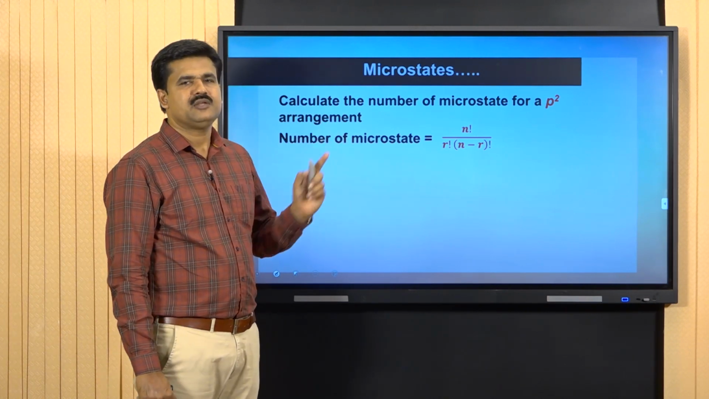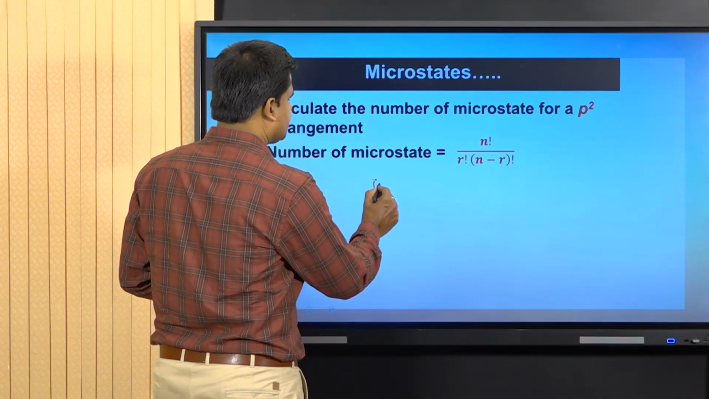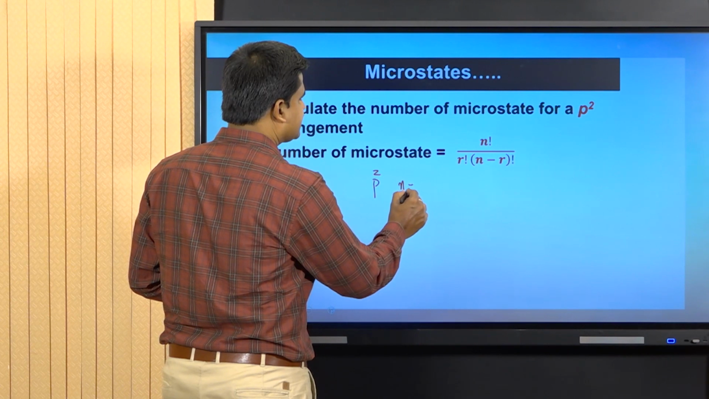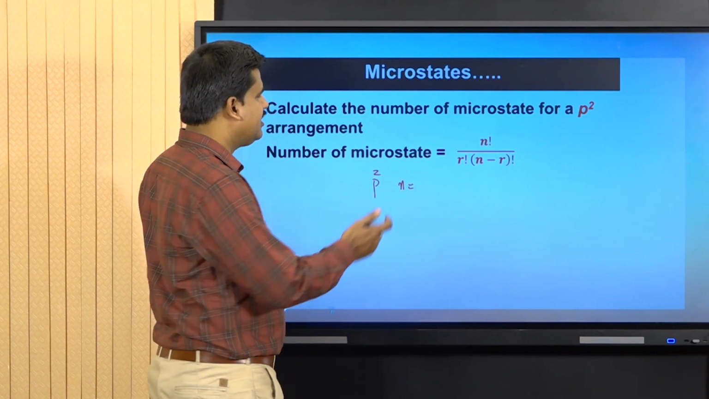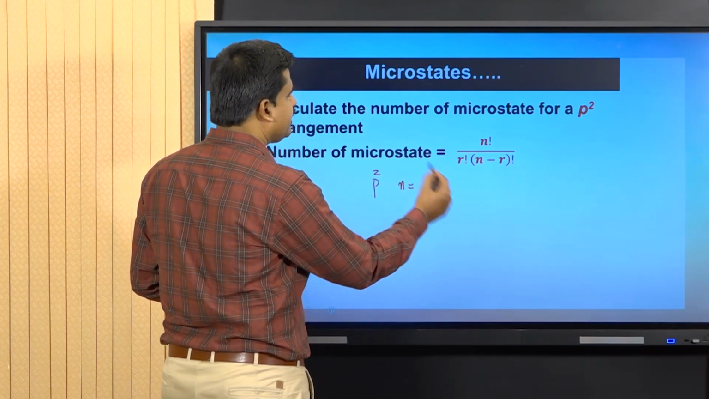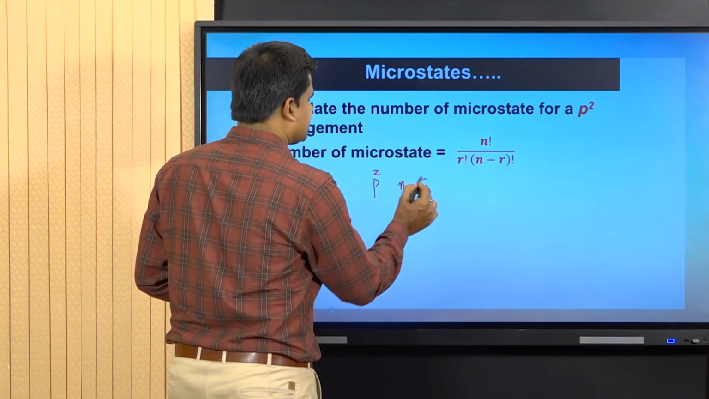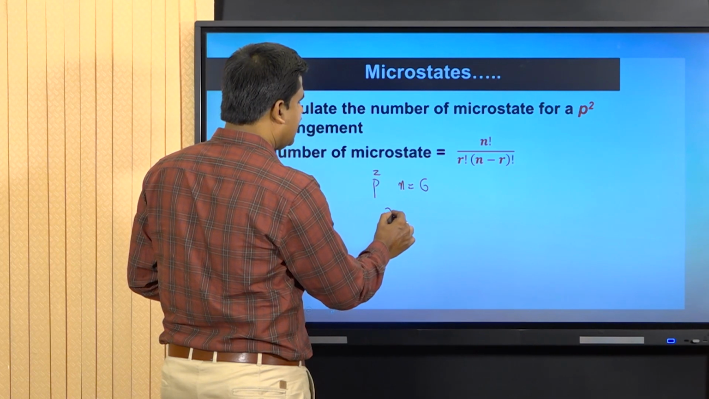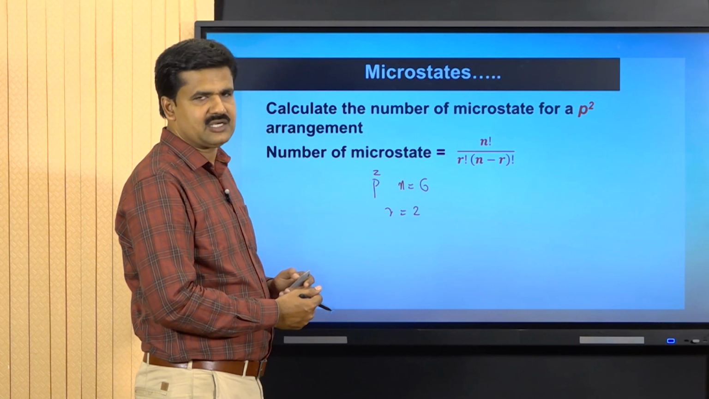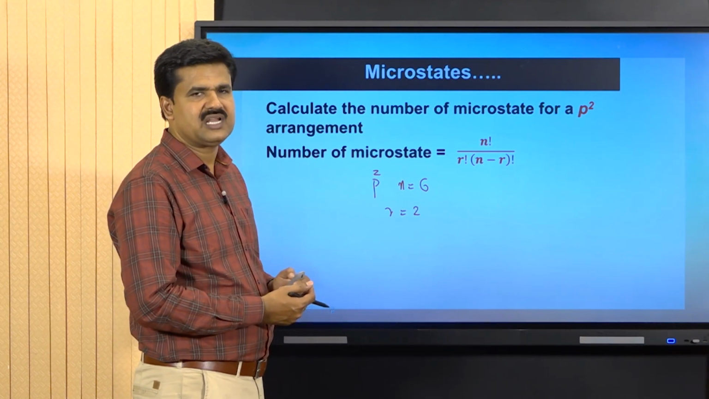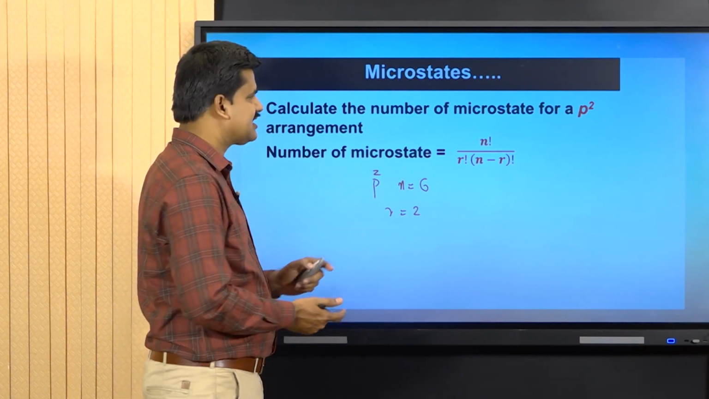orbitals multiplied by 2. So, for a P2 arrangement, n is equal to, there are 3 p orbitals, px, py and pz. Therefore, n is equal to 2 into 3, twice the number of orbitals. So, n is equal to 6 and r is equal to 2 because it contains only 2 electrons. The P2 configuration contains only 2 electrons. Now, we can compute the microstates using the relation.